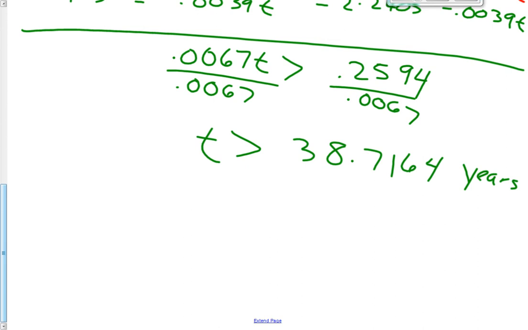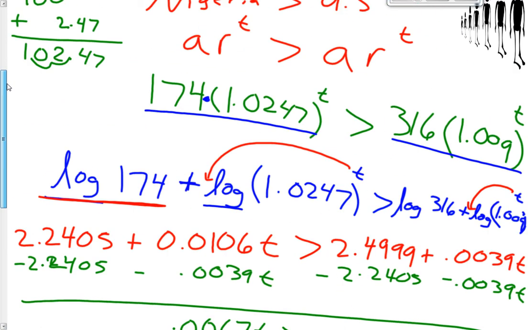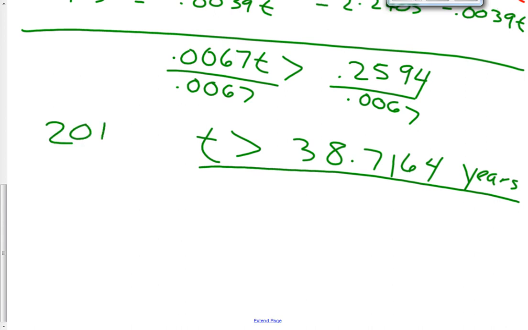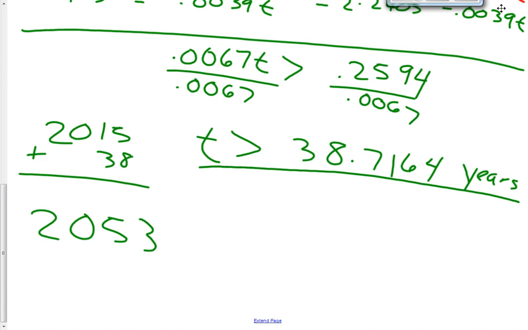So very significant. In the year 2015, we have more people than Nigeria, but if our populations continue to increase at the exact same rate, with ours being 0.9 and Nigeria's being 2.47, I think it was. Yeah, 2.47. In only 38 years, Nigeria's population will be bigger than ours. So if we take 2015 and add approximately 38 years, sometime in the year 2053, Nigeria's population will be bigger.